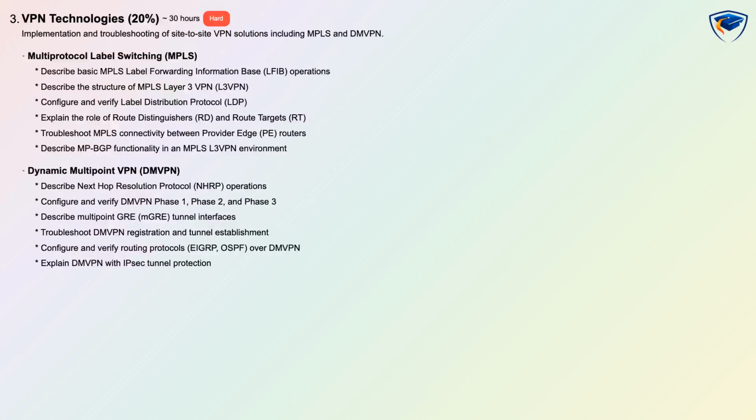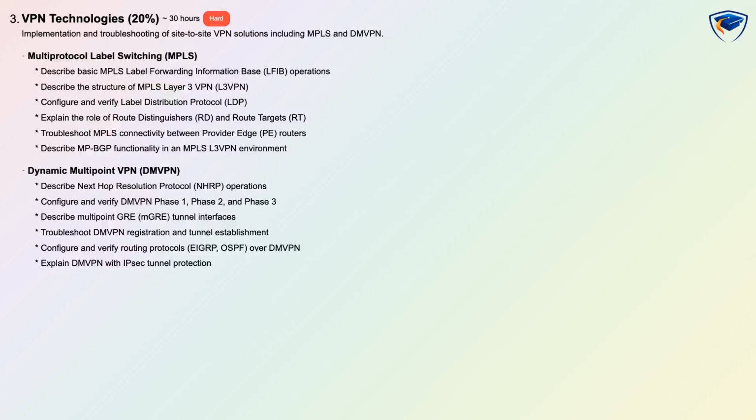VPN Technologies represent 20% and cover implementation and troubleshooting of site-to-site VPN solutions including MPLS and DMVPN. For MPLS you will describe LFIB operations and LDP, configure L3 VPN components, and understand route distinguishers and route targets, and how MP-BGP carries VPN routes across the provider backbone.